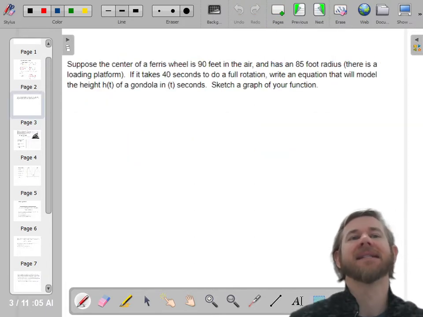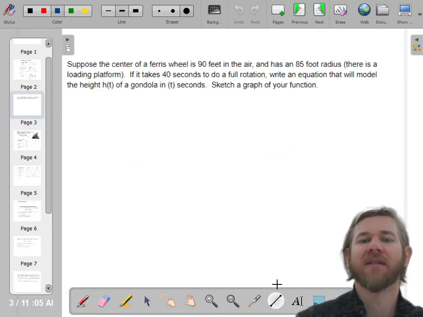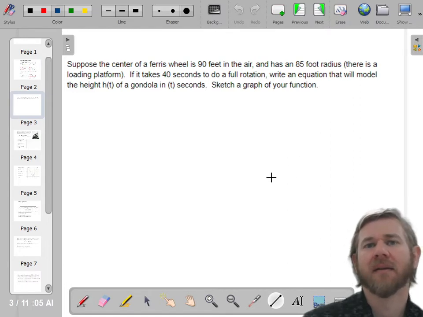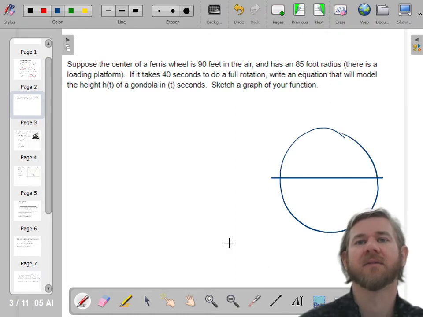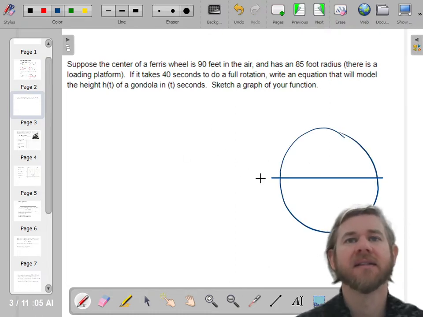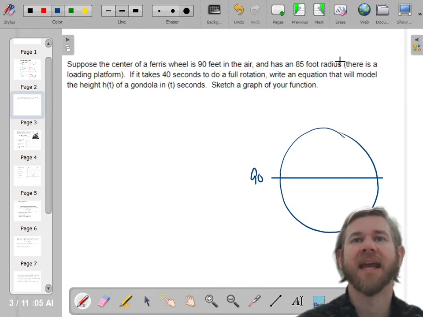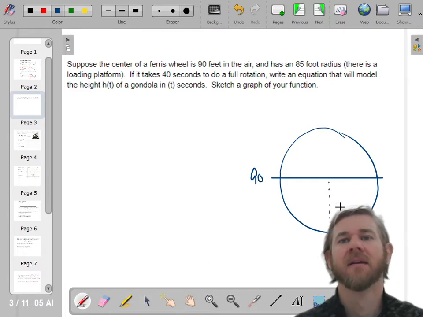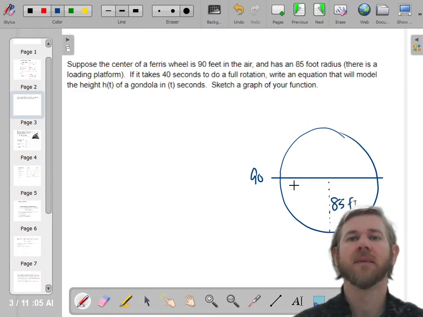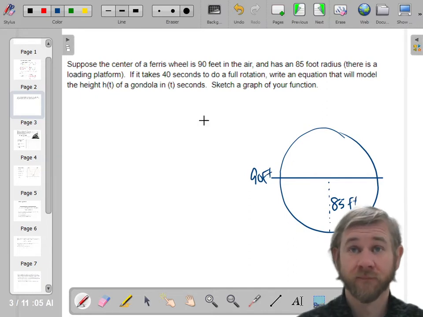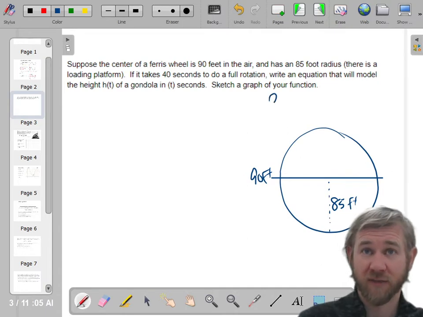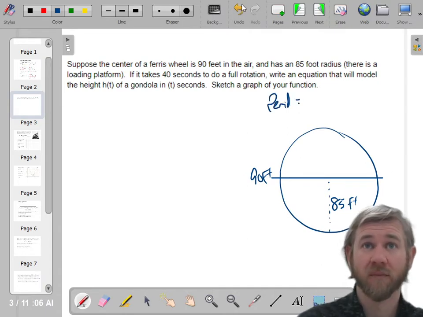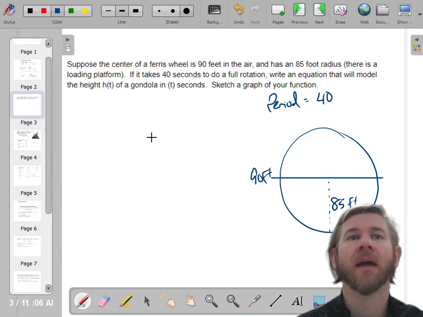This says a Ferris wheel is 90 feet in the air and has an 85-foot radius. So, okay, let's see. Let's just try to draw some of this. Like, we've got a circle here. That's kind of a circle. That's pretty good. This is 90 feet up and has an 85-foot radius. It takes 40 seconds to do a full rotation, so that's the period. Oop, forgot. D is 40. And is that it?